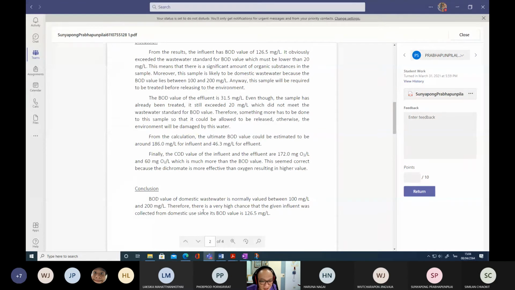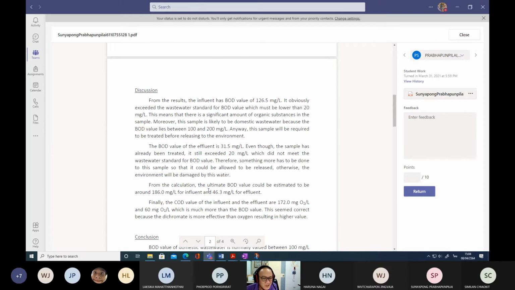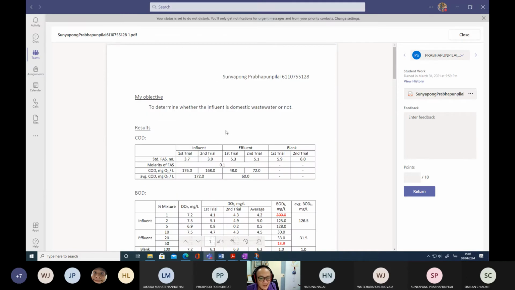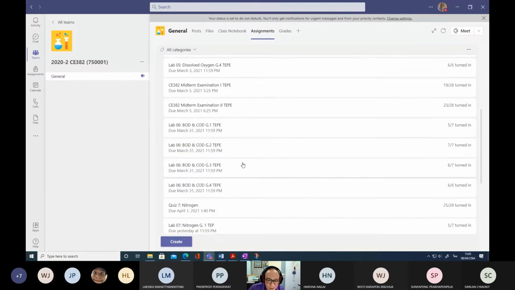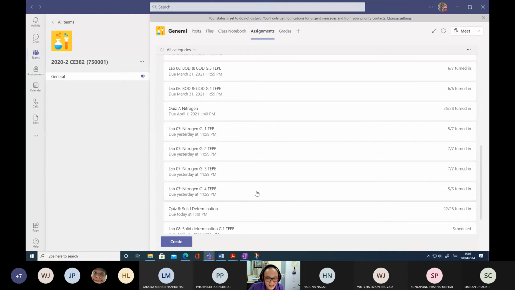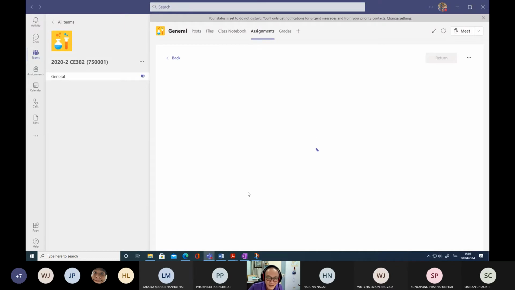What were the conclusions you obtained from this study? Domestic wastewater could be anything from less than 400, 100, 200, 300, 400. It could be the BOD of domestic wastewater, so the BOD cannot be just the only parameter identifying whether it is domestic wastewater or not. It depends on other constituents as well.